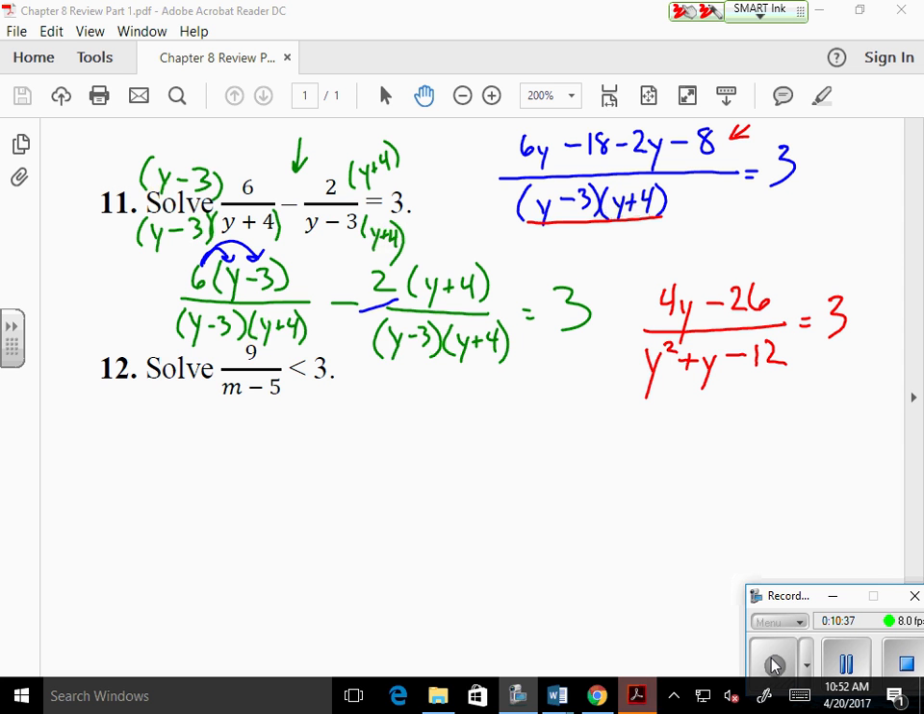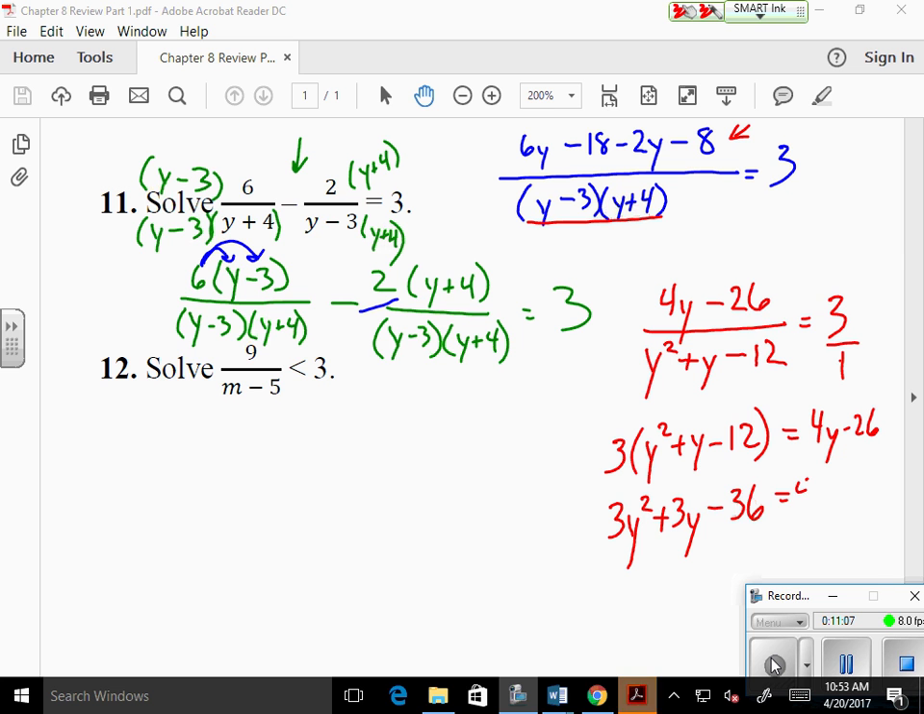Next would be to multiply both sides, or I can cross multiply, however you want to look at it. Put 3 over 1, we can cross multiply, and we get 3 times y squared plus y minus 12 equal to the 4y minus 26, which is 3y squared plus 3y minus 36 equal to 4y minus 26.